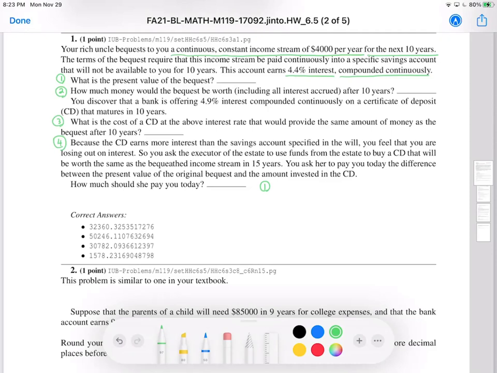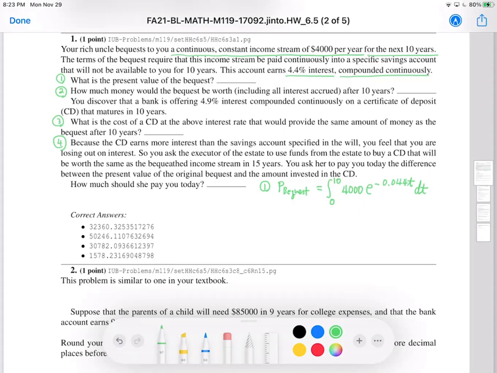okay, so we want to find the present value for the bequest for the next 10 years. So this is given by the integral from 0 to 10, and the continuous constant rate, 4,000 times e to the minus the interest rate 0.044 t dt. Okay.